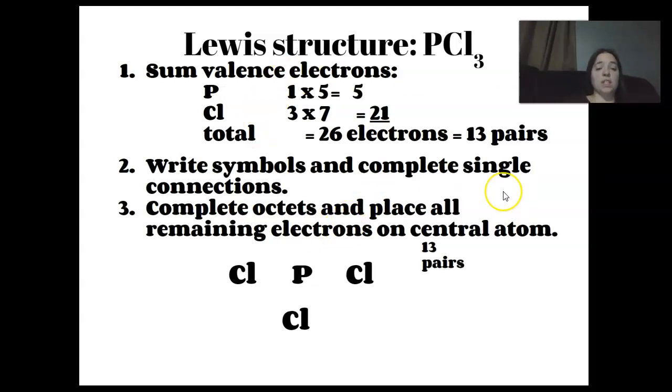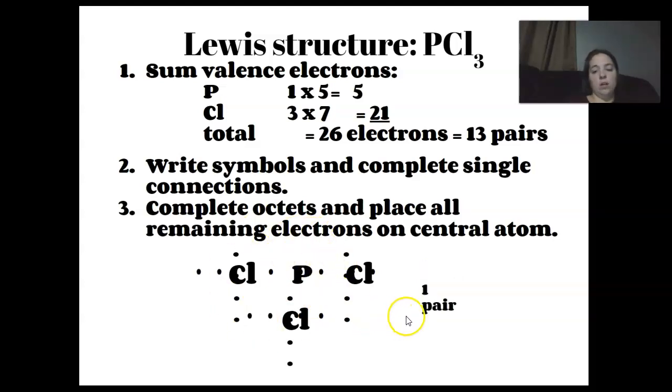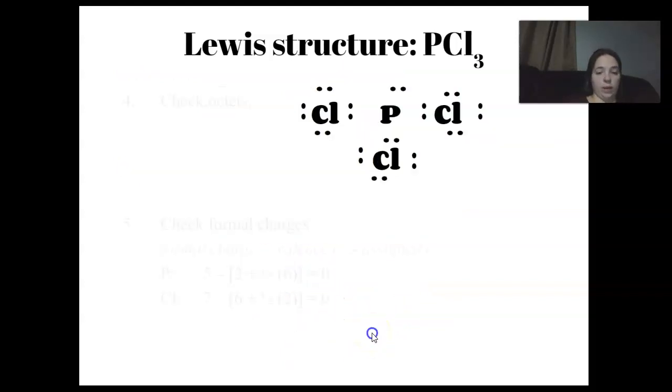Write the symbols and complete the single connections. Complete the octet and place all the remaining electrons on the central atom. So there's 13 pairs. So first, sorry, that looks really horrible. I would put one up here, one over here, one over here, one over here, all 5, get my 5 in there. And then I'm just going to add the other ones around. Basically, it shows that it all works out together where one pair goes on top. I'm so sorry for that.